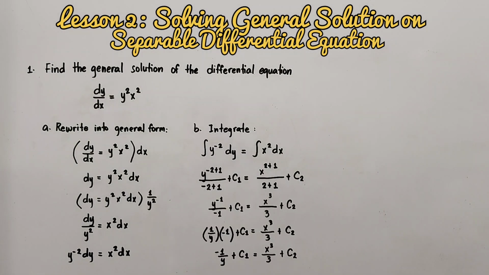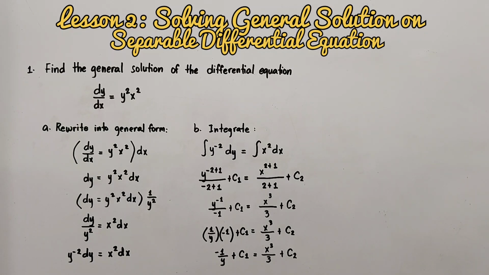For the left side of our equation, y power negative 2 plus 1 is y power negative 1 over negative 1 plus c sub 1. And y power negative 1 is the same as 1 over y. The reciprocal of negative 1 in the denominator is the same as negative 1 plus c sub 1. Multiplying 1 over y and negative 1, the product is negative 1 over y plus c sub 1. For the right side, x power 2 plus 1 is x cubed over 3 plus c sub 2.